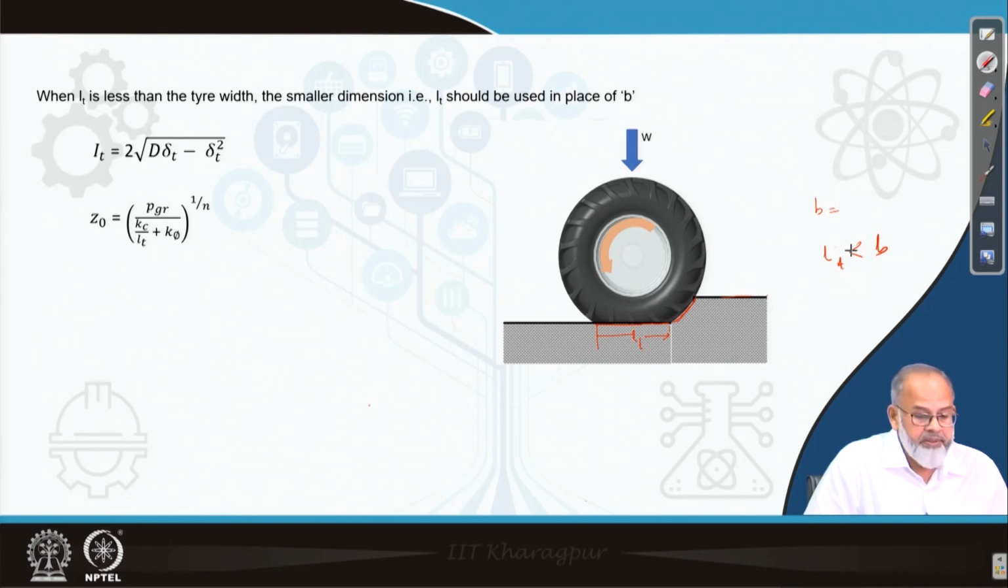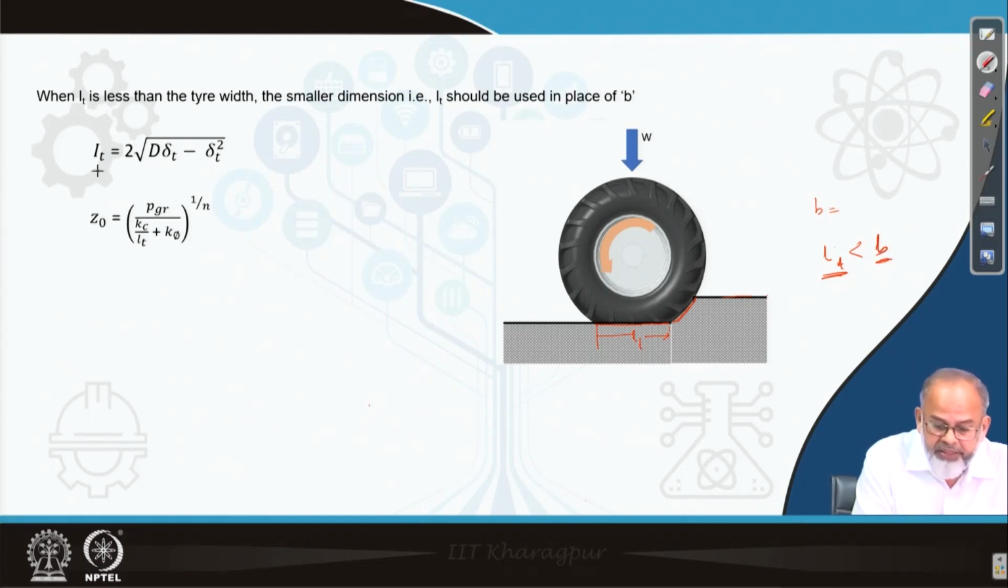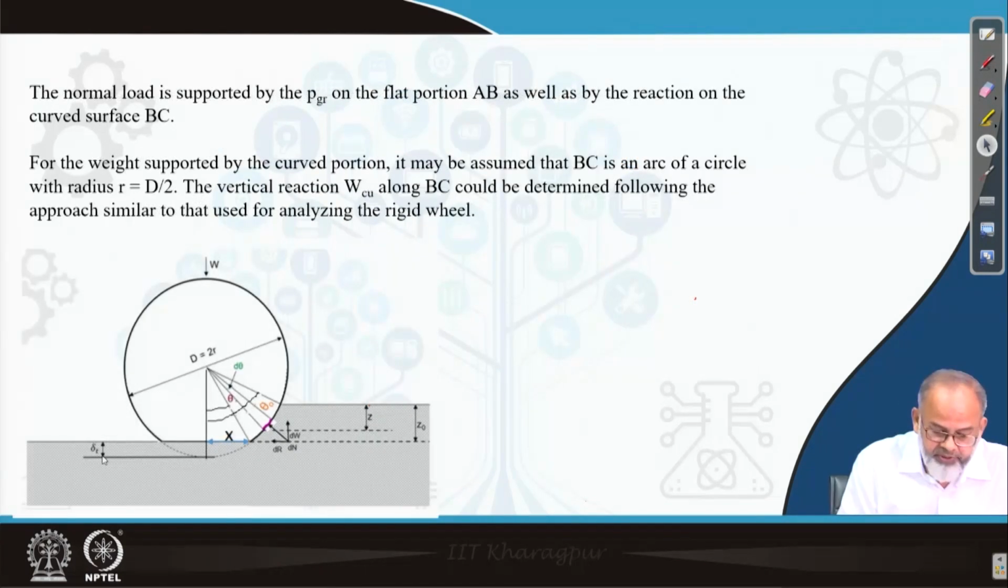Because they are wider tires, the section width is greater than the contact patch. So, if that is the situation, then we have to take LT instead of B for all those equations which we have derived for sinkage or for rolling resistance. So, I have derived an expression for LT. LT will be equal to 2 square root of d delta t. If delta t is the deflection, and this is the radius r.